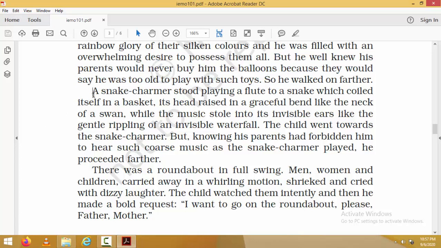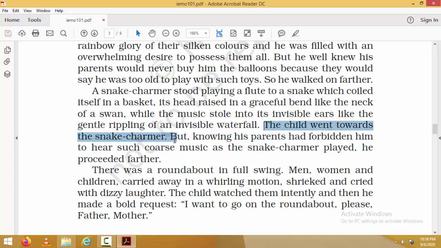A snake charmer stood playing a flute to a snake which coiled itself in a basket, its head raised in a graceful bend like the neck of a swan. Next they see a snake charmer. He started to play the flute, and once he starts, the snake dances according to the movement of the flute. The snake was coiled in a basket. You might have seen this in any fair. The music stole into its invisible ears like the gentle rippling of an invisible waterfall.